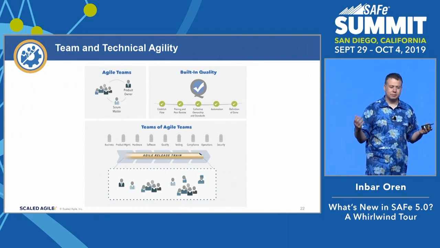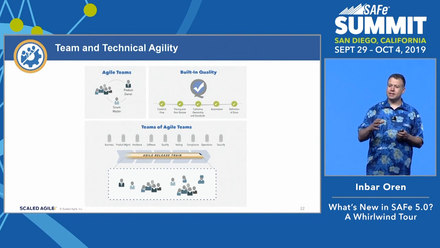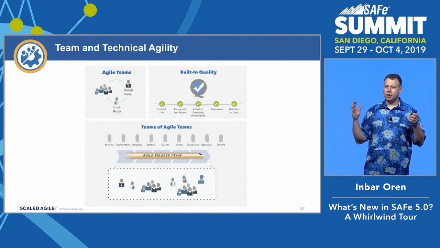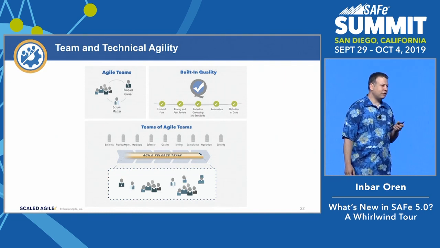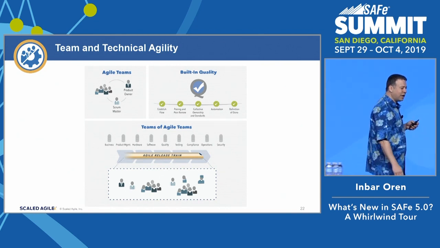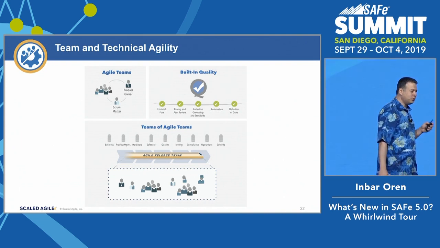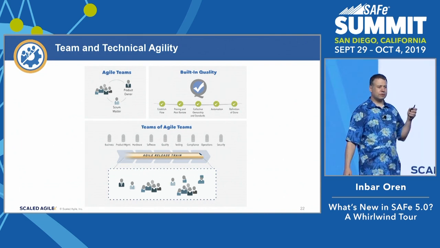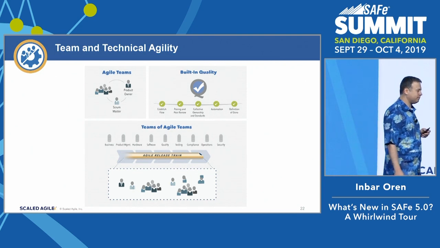It all starts with agile teams. But those agile teams can't work by themselves when you're scaling, when you're talking about a large enterprise. So we need a team of agile teams coming together to deliver value. But if that value is not built with high enough quality, we can't deliver anything. So we need to build the concepts of quality into everything we do. We need to make sure it's part of our work.